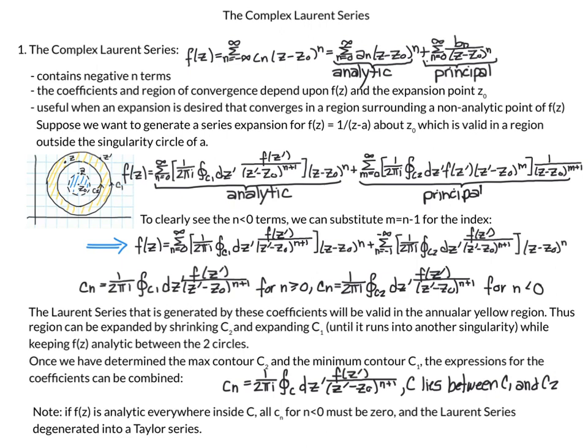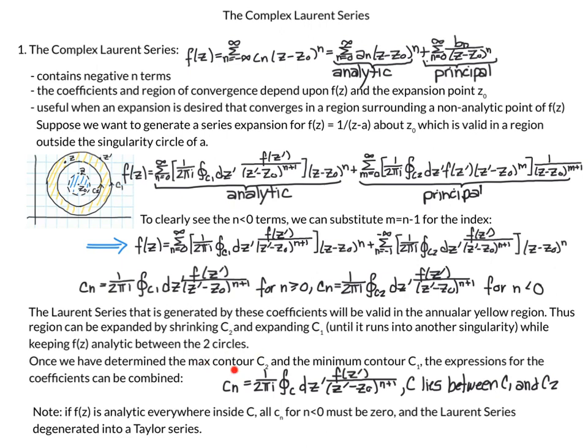and then our second integral over C2, again, our coefficient over here, which is rewritten here, z minus z naught to the n. And remember, these coefficients are valid in the annular yellow region here. And thus, this region can be expanded by shrinking C2. So we can shrink it down all the way up to A, the radius, the singularity circle for A. Oh, here it is, until it runs into it. And then we can also expand C1 until it runs into another singularity. And then we'll be keeping f of z analytic between the two circles.